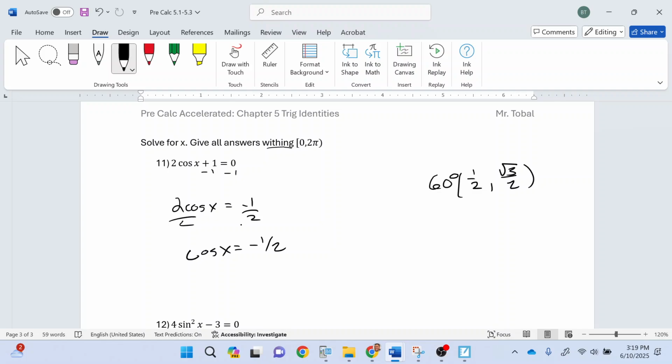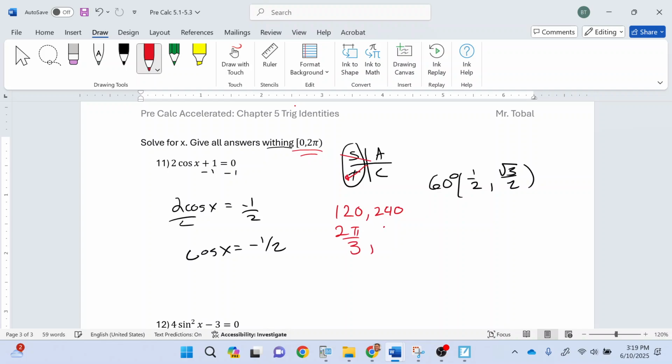At the 60 degrees, because it's negative, all students take calculus, it's going to be in these two quadrants, because these two quadrants is where cosine is negative, so I need a negative. So I need the 60 degrees that go with this, and the 60 degrees that goes over here, which is 120 and 240. The only problem is I need it in radians, because I asked you in radians. So it's going to be 2 pi over 3 and 4 pi over 3.